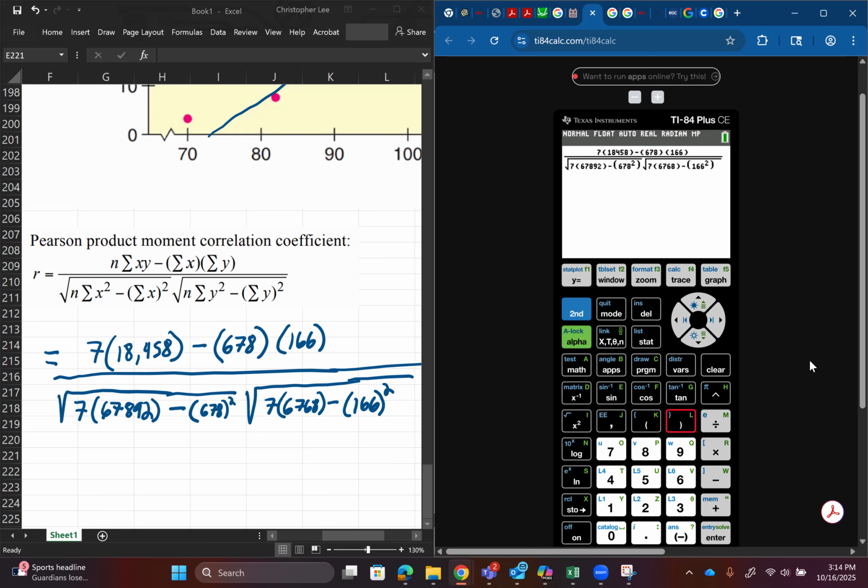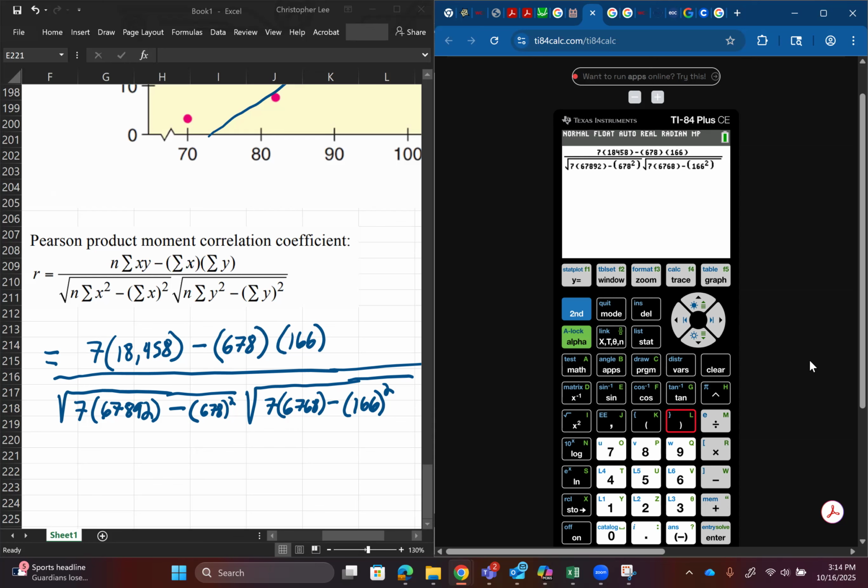Yes, type this, the same thing you see online. Just type the top straight. Whatever's on the top, just type it. 1, 8, 4, 5, 8. Take away 6, 7, 8. And then 1, 6, 6. And then I'm supposed to go second, X2? Did you go down already? Yes. And then just type in the first radical.